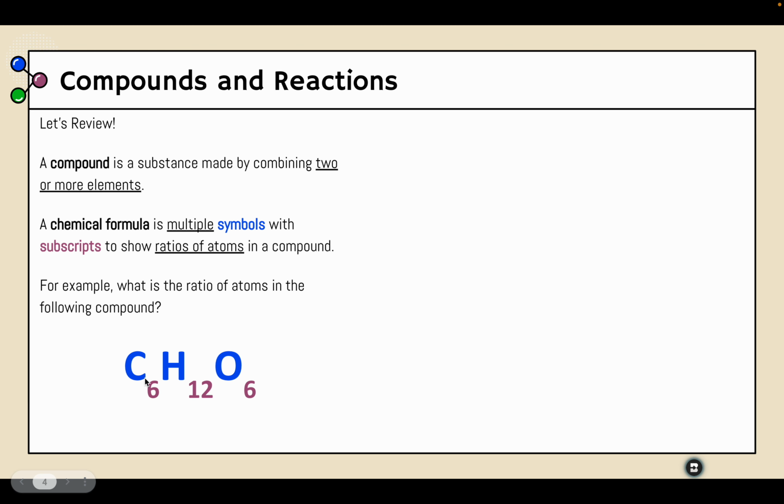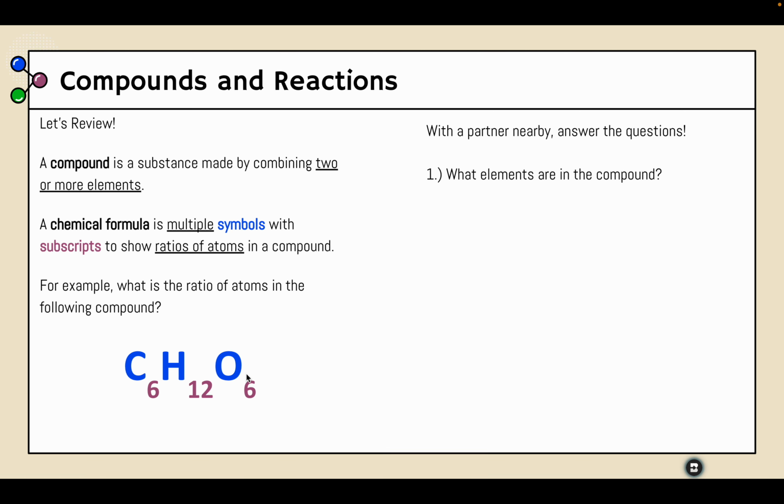Okay, notice that something else is color-coded here. We have this kind of maroon-purple color that is 6, 12, and 6. These are subscripts, and what they do is they show the ratios of the atoms in the compound. So in one glucose molecule, we have 6 carbons, 12 hydrogens, and then 6 oxygens.